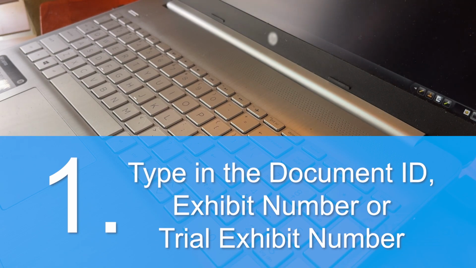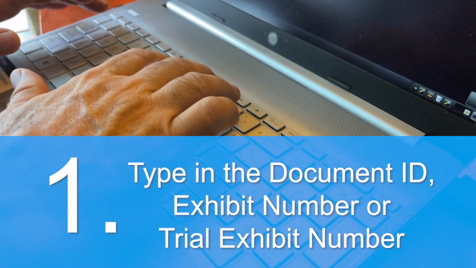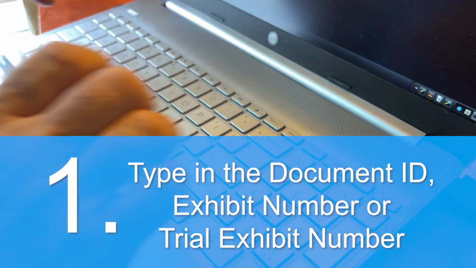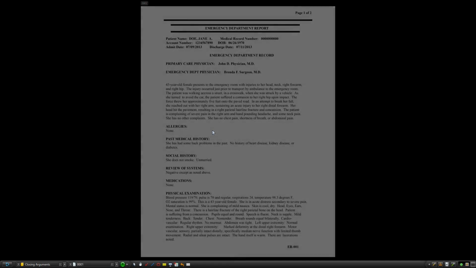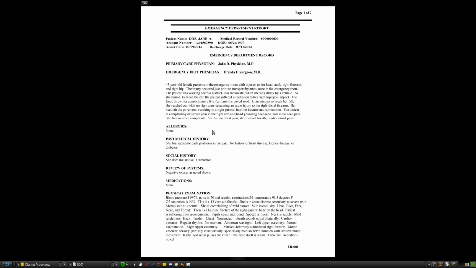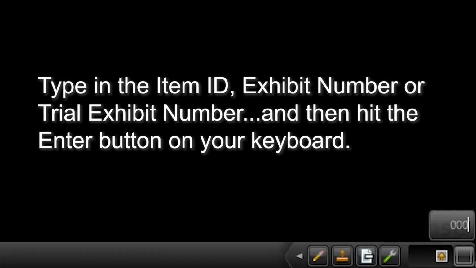Number 1, type in the document ID, exhibit number, or trial exhibit number, and then press enter. Notice that as you type, the letters and numbers are displayed in the lower right-hand corner of the screen. This is why I like to keep these names as short as possible when assigning them in Case Explorer. The longer the name, the more you have to type.